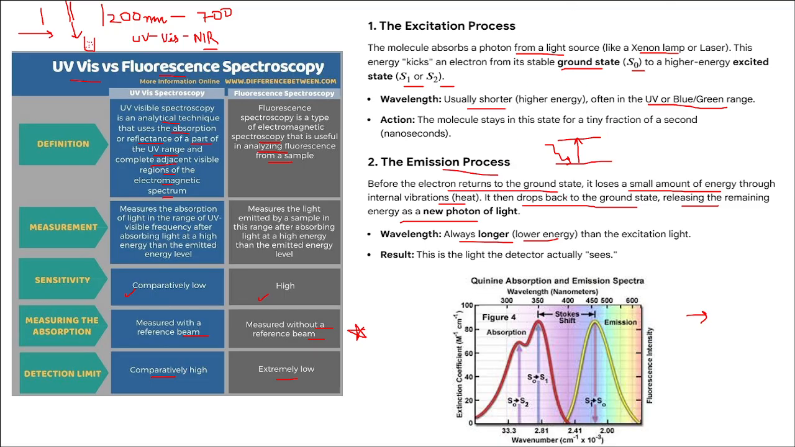In this process, the molecule gets excited, going to the excited state, and then while returning back, it loses a small amount of energy. So there is lowering of energy. And as we know, with the relation E is equal to hc by lambda, or E is equal to h nu, energy and wavelength are inversely proportional. So if there is a decrease in energy, obviously the wavelength would be longer. That is why you see this shift, this red shift. So this is the light the detector usually sees.